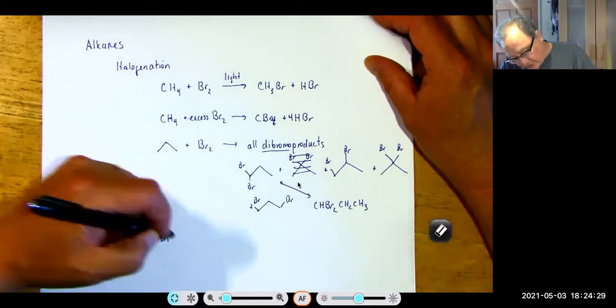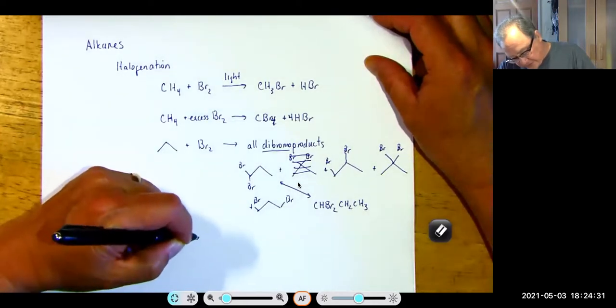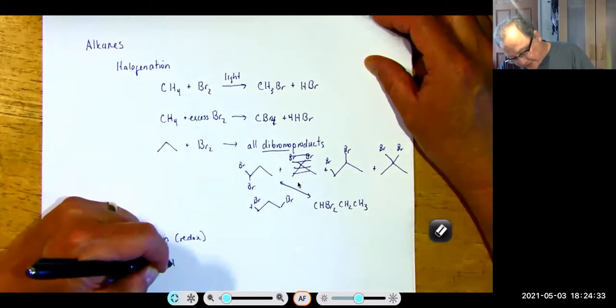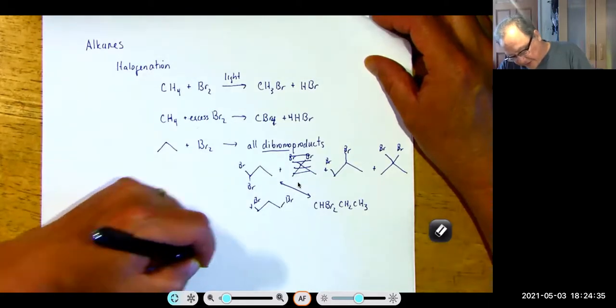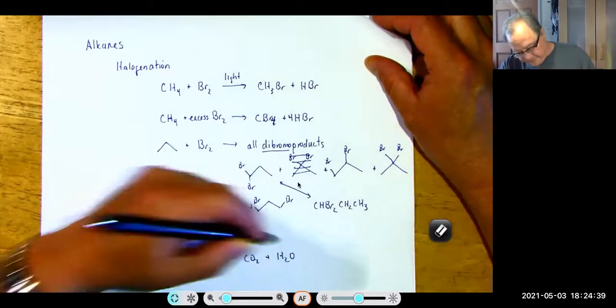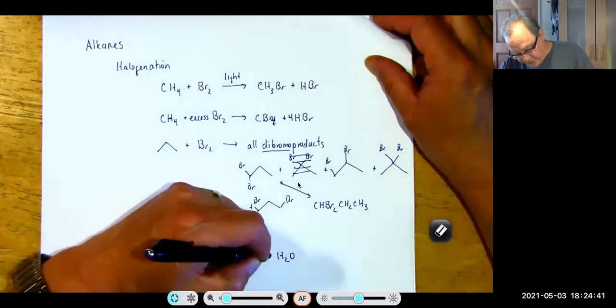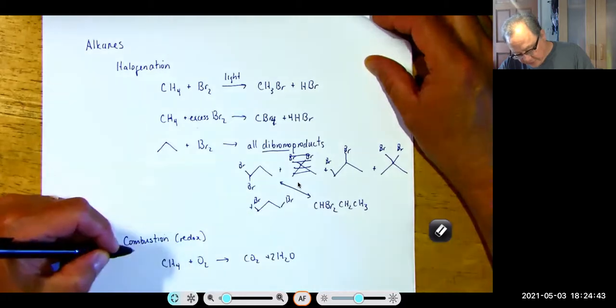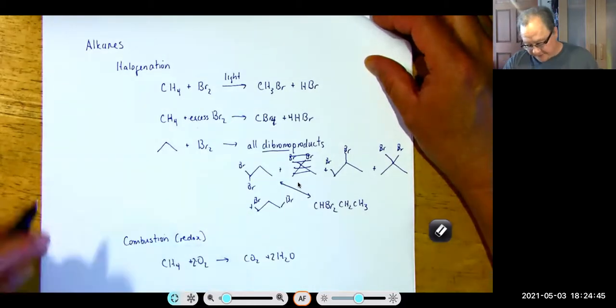Combustion is a redox reaction. And you basically take something like this, you react it with oxygen, and you get CO2 and H2O. And in this case, we put a 2 here, and we put a 2 here, and that should be balanced.